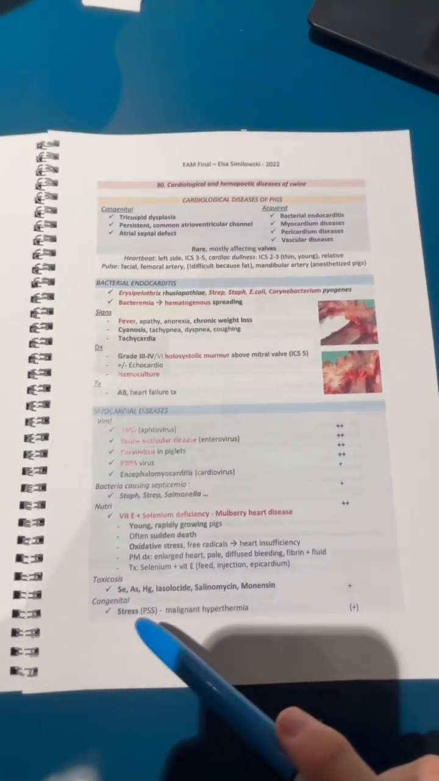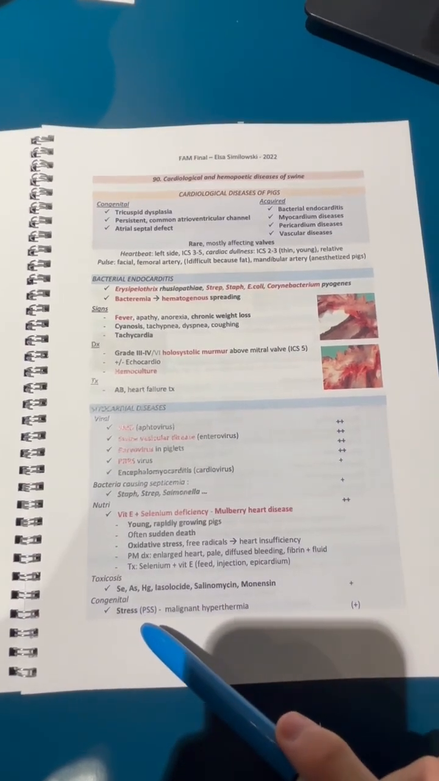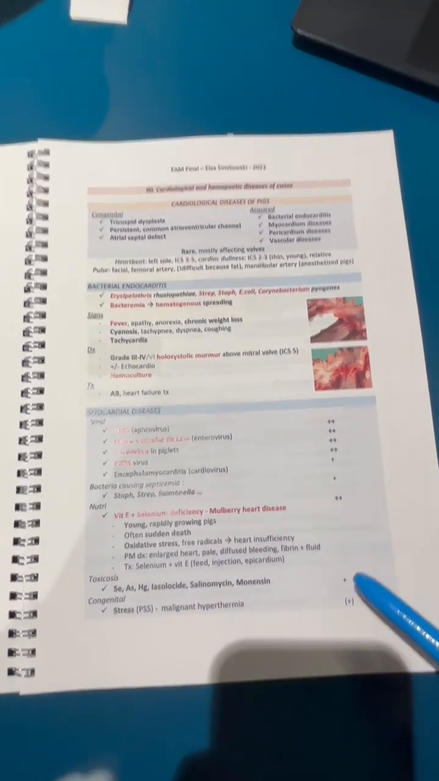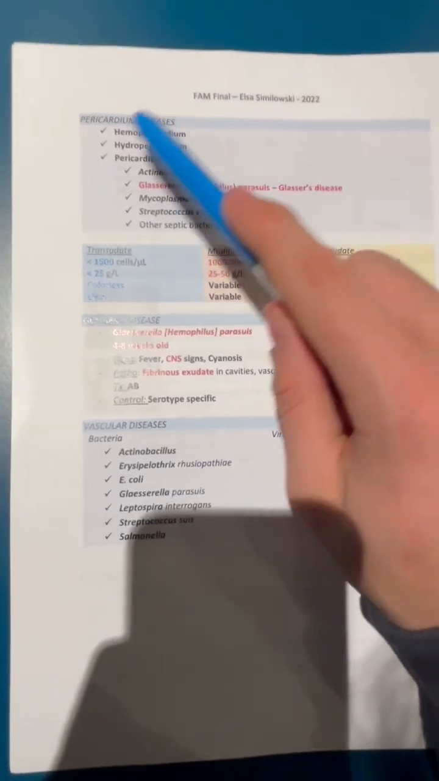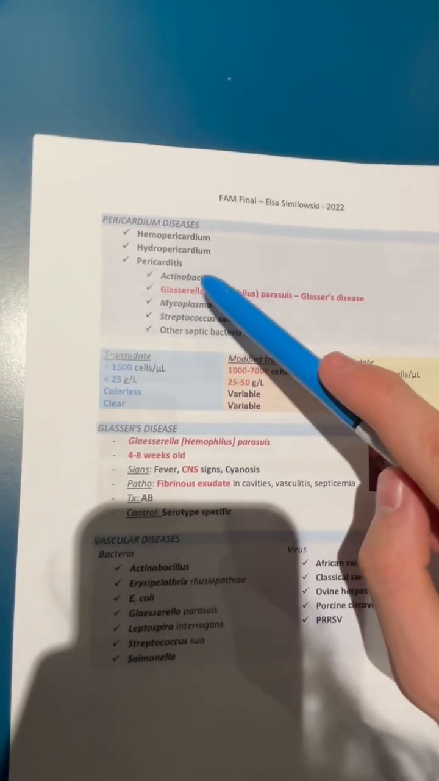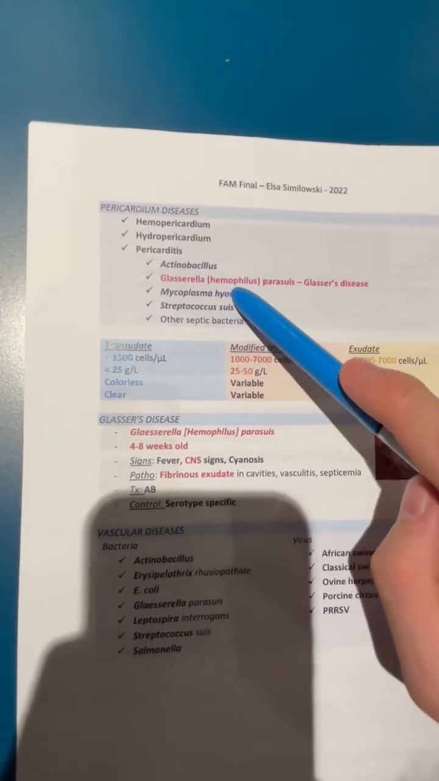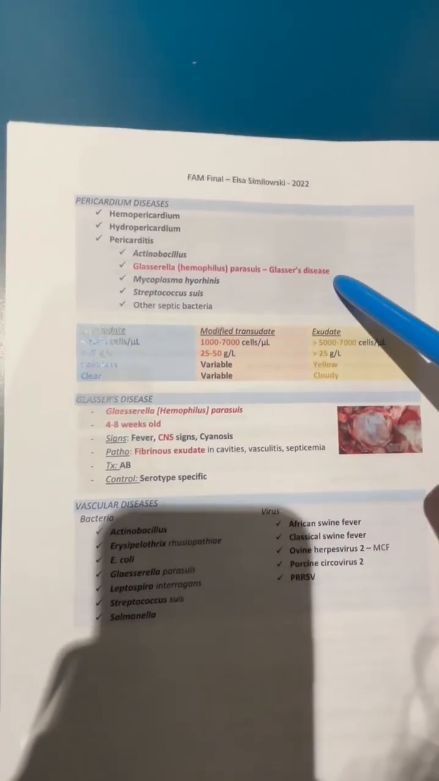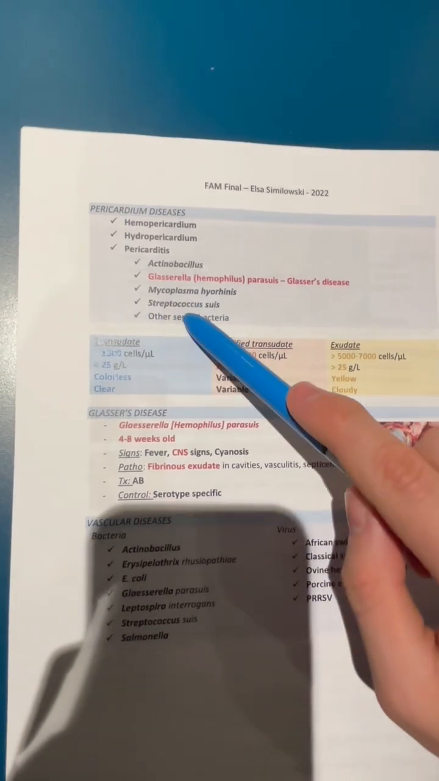In the case of congenital diseases, they can get stress, in the case of porcine stress syndrome, and they get malignant hyperthermia. For the pericardium diseases, they can get hemopericardium, hydropericardium, and pericarditis. Pericarditis can be caused by Actinobacillus, Glaesserella (Haemophilus) parasuis, also known as Glässer's disease, and Mycoplasma and Streptococcus suis.